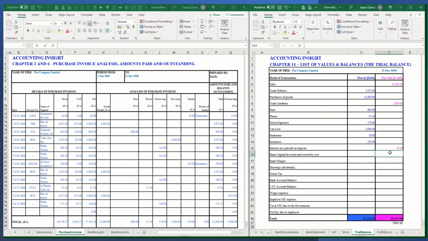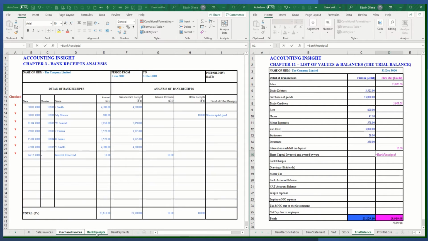Share capital. If you're the owner of the business, this would be the money you invested in the business, and the business owes it to you, so it has to pay it back to you at some point in the future, and therefore it would be a credit. And again, you'll see that in the bank receipts, and it's there, £100. Take that.